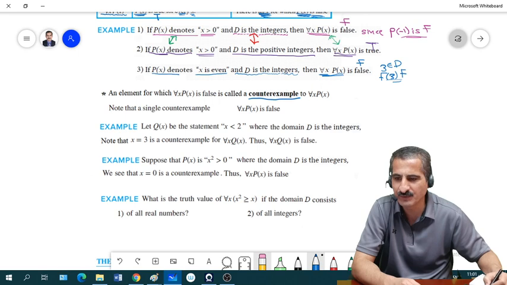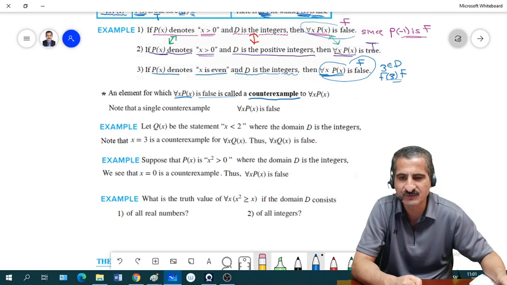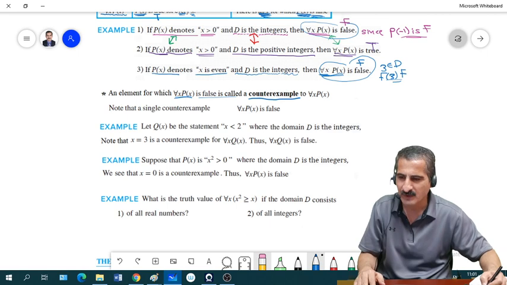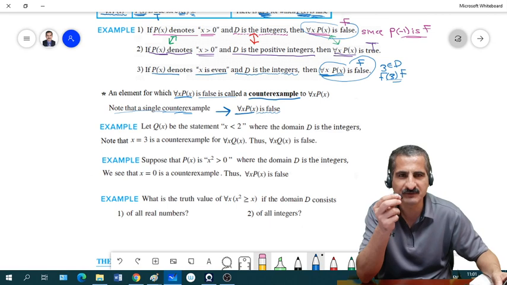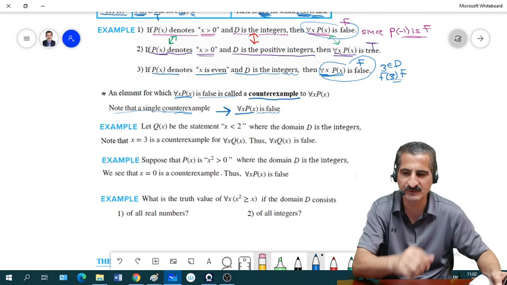An element for which for every x, p of x is false is called a counterexample. Like what made this statement here false is 3. So 3 is the counterexample. What made this statement here false is -1, and it will be called a negative counterexample. So note that a single counterexample, only one element, is enough to say this statement is false. So having one element x so that p of that element is false makes the whole statement false.